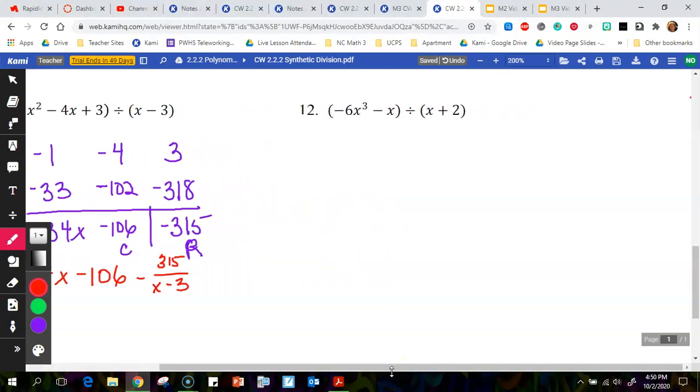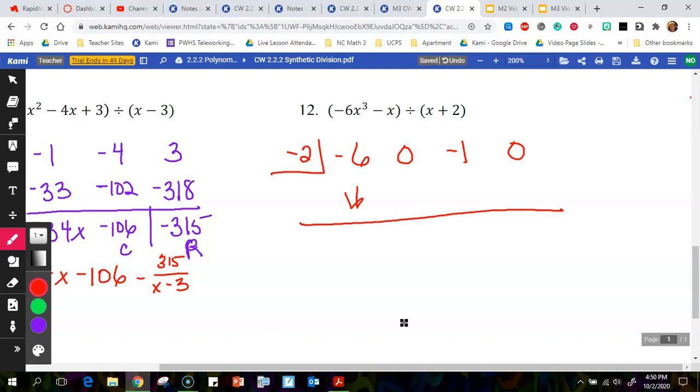All right, let's do the last one together. We're going to put a negative 2 here, and then we have a negative 6. We have a 0x squared. We have a negative 1x term, and then we have a 0 constant term. So that's a little tricky because you have to remember to put that 0 constant term in there as a placeholder.